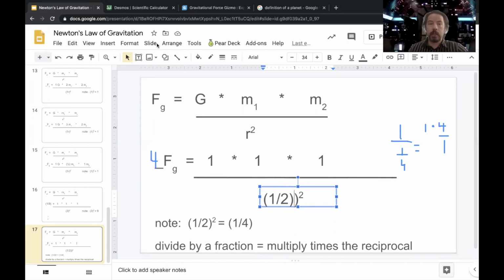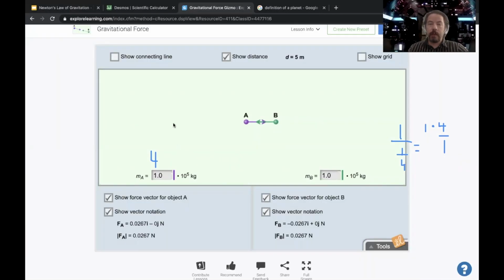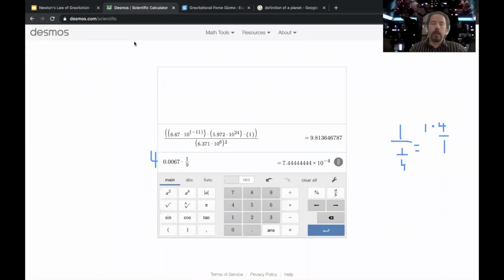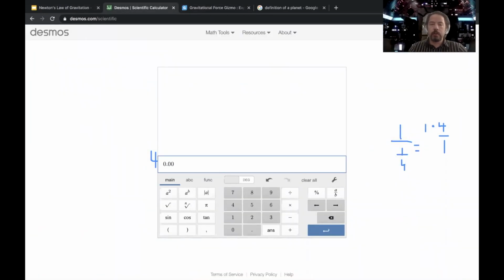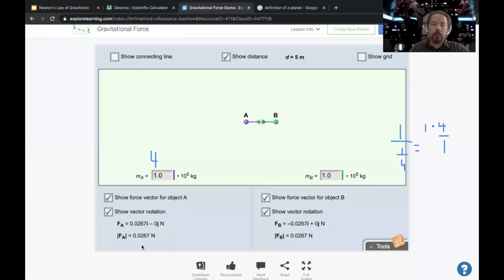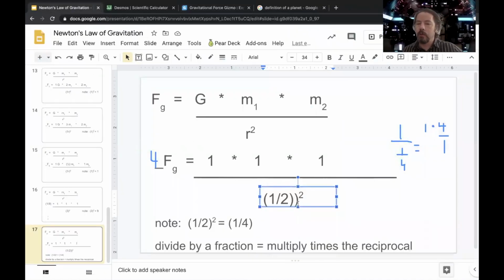So let's go check it. Did this multiply times a factor of 4? So we have 0.0067 times 4. 0.0268, is that what we have? 0.0268. So it's the same, okay? So this math method that I'm showing you can work without having to plug in all the 10 to the negative seconds, 10 to the 23rds, and all that kind of stuff, okay?